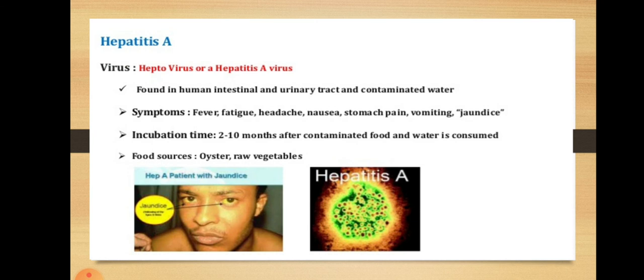Apart from bacteria, viruses are also known to cause foodborne diseases. The first one is hepatitis A virus, a hepatovirus. It is found in human intestinal and urinary tract and contaminated water. Symptoms are fever, fatigue, headache, nausea, stomach pain, vomiting and jaundice. Incubation time is 2 to 10 months after contaminated food and water is consumed, and the food sources are oysters and raw vegetables.